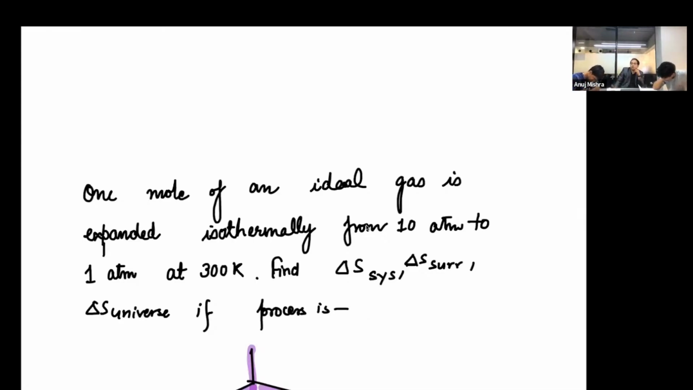Go to irreversible case. Cut it. Write on the next page. No problem.